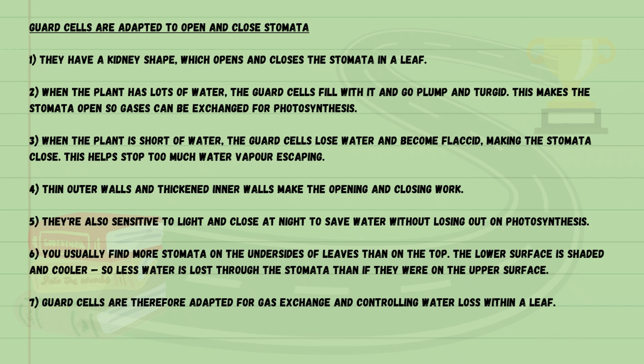Thin outer walls and thickened inner walls make the opening and closing work. They're also sensitive to light and close at night to save water without losing out on photosynthesis. You usually find more stomata on the undersides of leaves than on the top. The lower surface is shaded and cooler, so less water is lost through the stomata than if they were on the upper surface. Guard cells are therefore adapted for gas exchange and controlling water loss within a leaf.